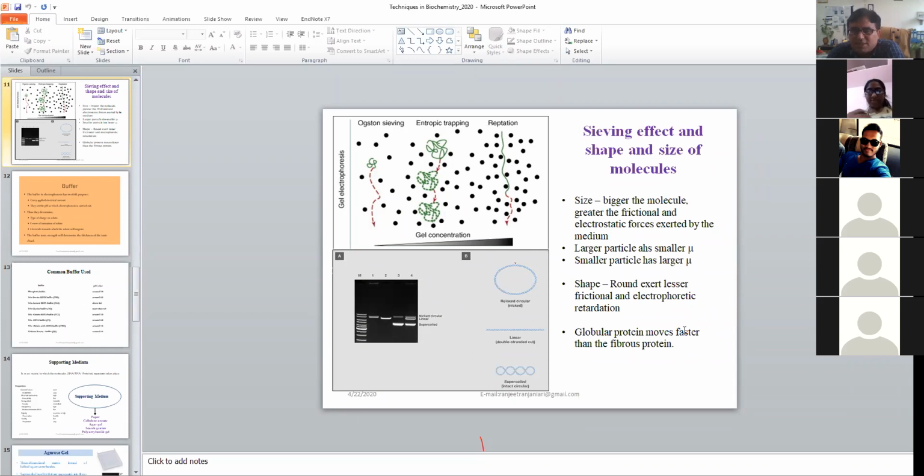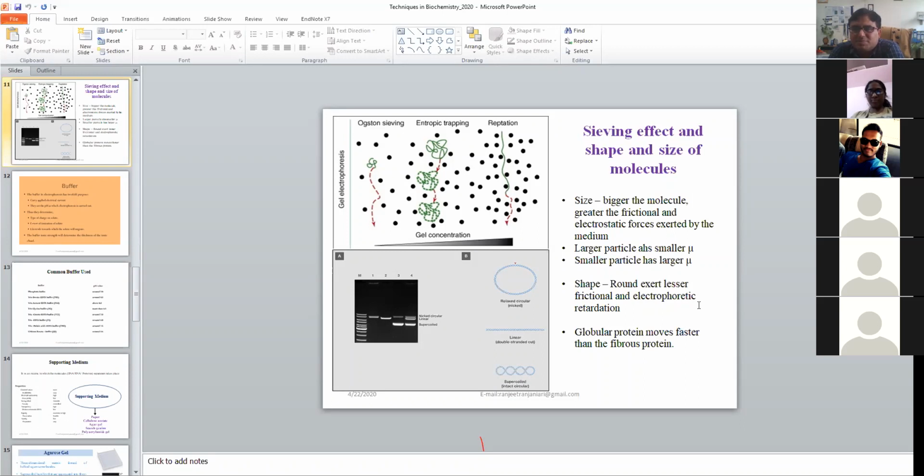So a lot of theories are there. Two things which are important which you should know: one is the movement at the bottom, the other is movement in a serpent way, an effect which is called the sieving effect. If you see the diagram, there is a gel process and then there is a gel concentration, right?